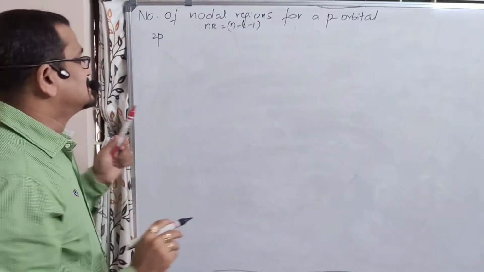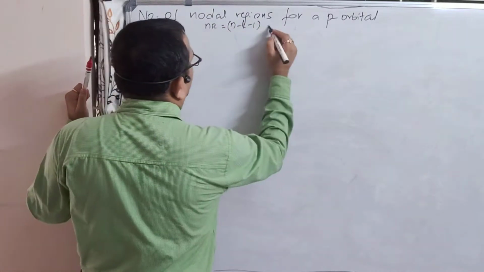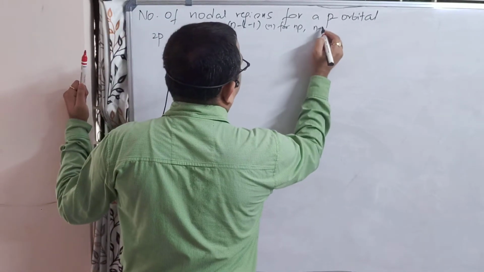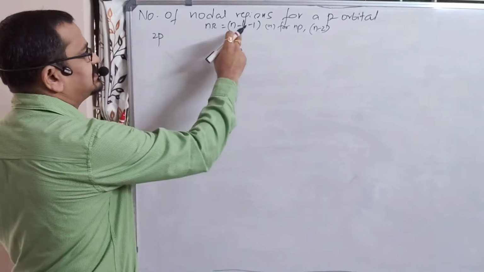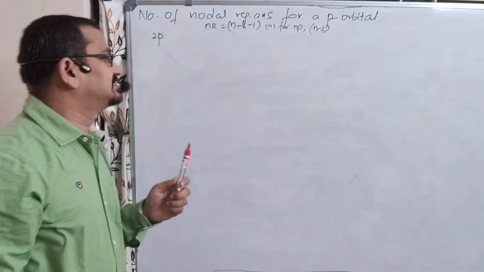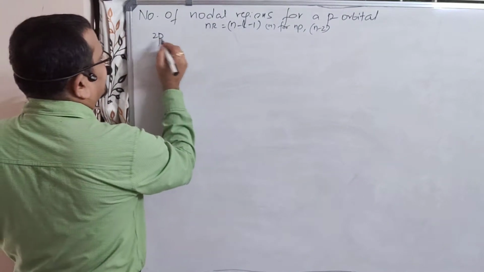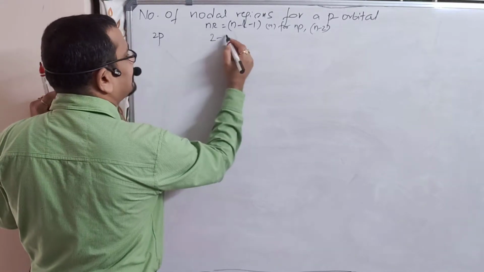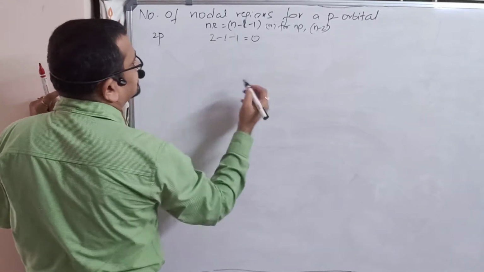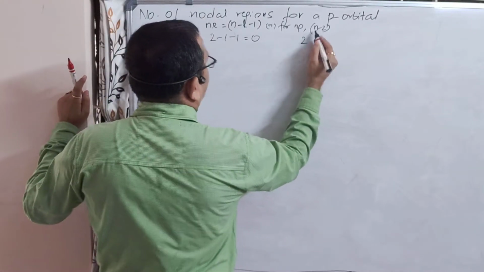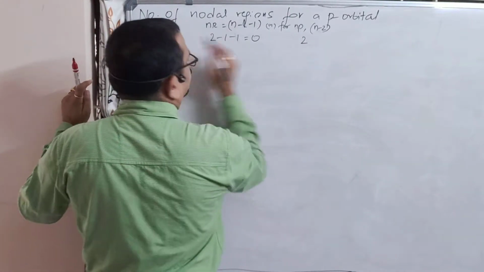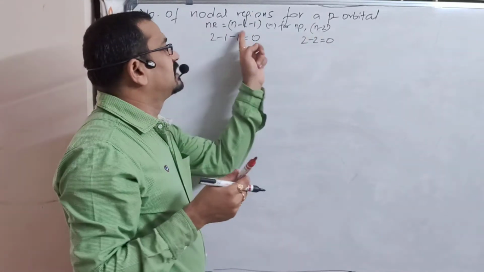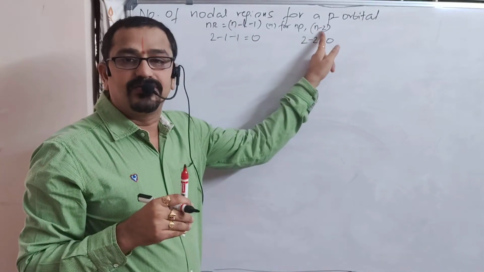This is the general formula. For a p orbital, for np, the number of nodal regions is n minus 2. It's the same thing. This is a general formula, and this is a particular formula for a p orbital. So for a 2p orbital, the number of nodal regions is 2 minus, what is the l value for a p sublevel? 1, minus 1, that is 0. Even with this formula, n value is 2, no need to substitute anything again, 2 minus 2 is 0. So don't get confused between the general formula and the particular formula for a given orbital.